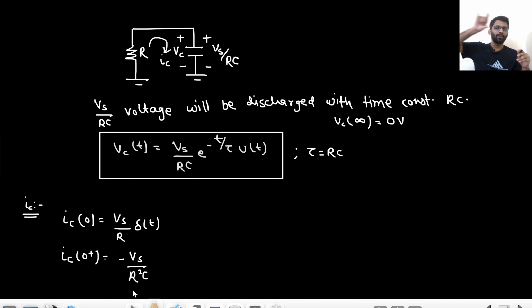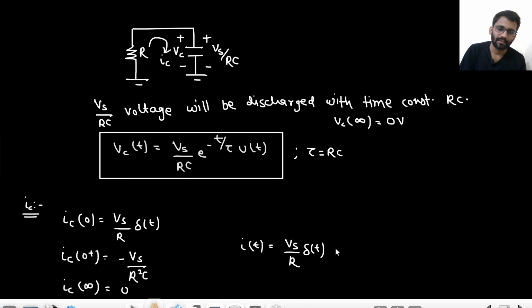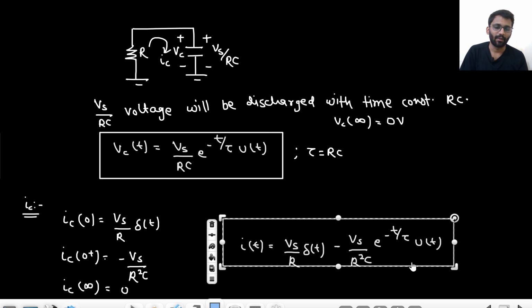Are you getting this point? This voltage by the resistance. Vs by Rc voltage by the resistance, that is R. So Vs by R square C. This is the current, but in the negative direction. Then the current goes down to 0. So Ic infinity goes down to 0. So basically what is Ic(t)? Initially an impulse at t equals 0, then the value becomes minus Vs by R square C and goes down to 0, right? So this is the expression of Ic(t). I hope you are getting my point.